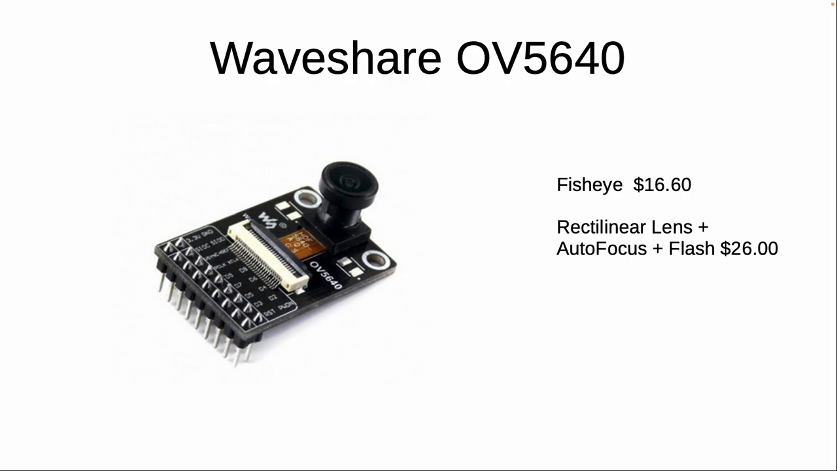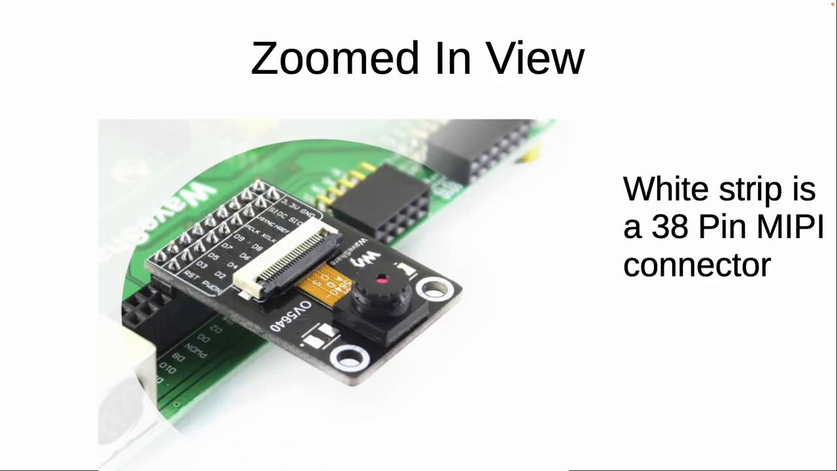And then there are a lot of cameras that plug into this Raspberry Pi ecosystem. Here we have the WaveShare OV5640. It comes with a fisheye lens, good for drones, $16 to purchase it. If you get the rectilinear lens, well, they generally need autofocus, so that's heavier and larger and requires more money, like $26 with flash. You can see there the 19 pins for 14-bit data, or here you have the white 38 FPC connector, which will give you 24-bit data.